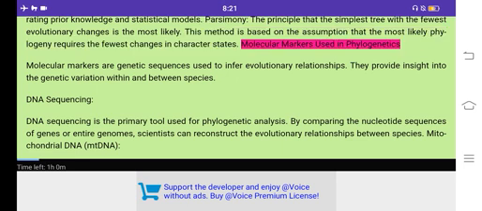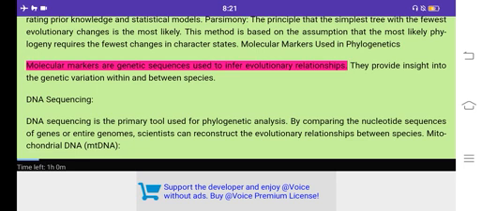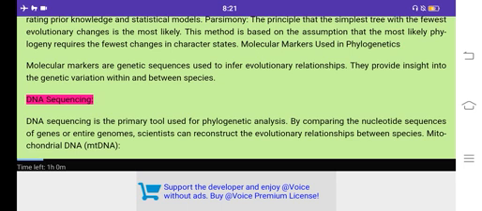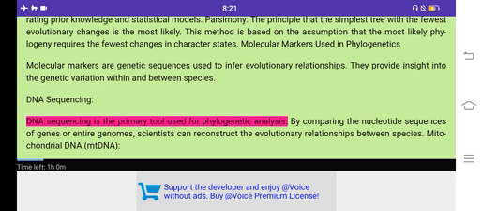Molecular markers used in phylogenetics. Molecular markers are genetic sequences used to infer evolutionary relationships. They provide insight into the genetic variation within and between species. DNA sequencing. DNA sequencing is the primary tool used for phylogenetic analysis.